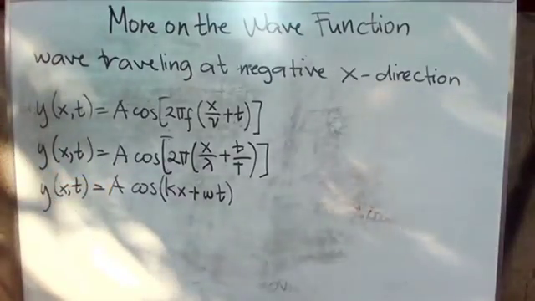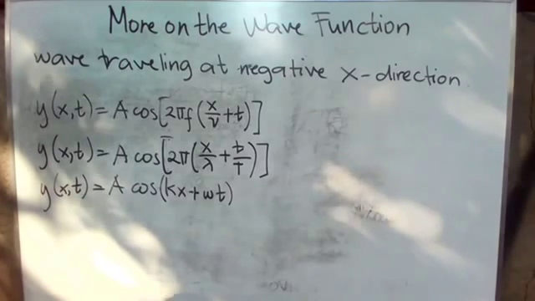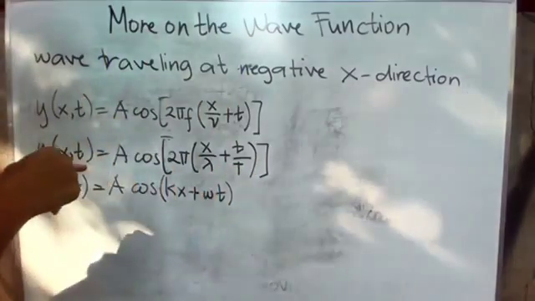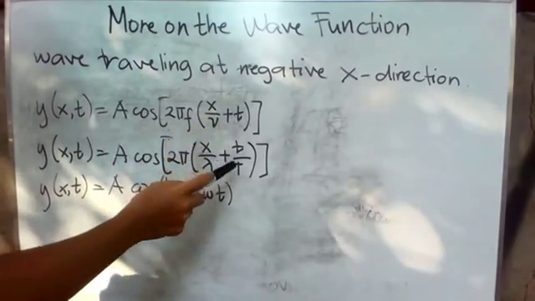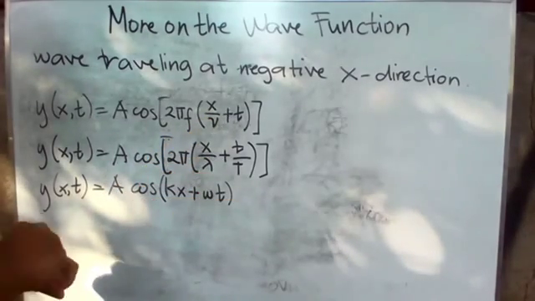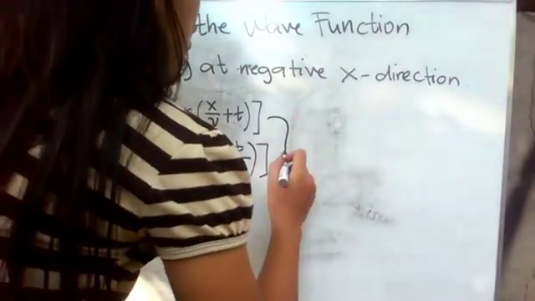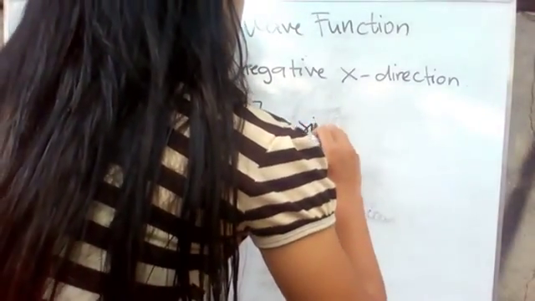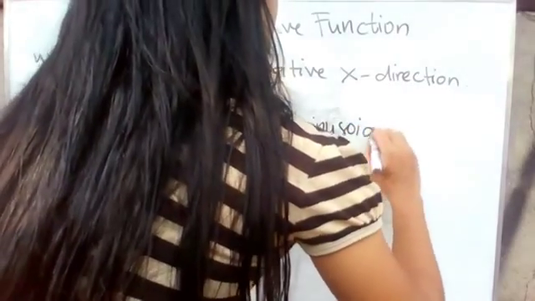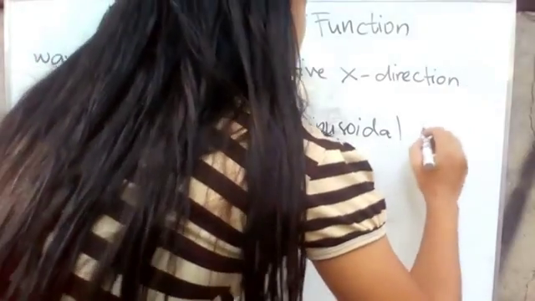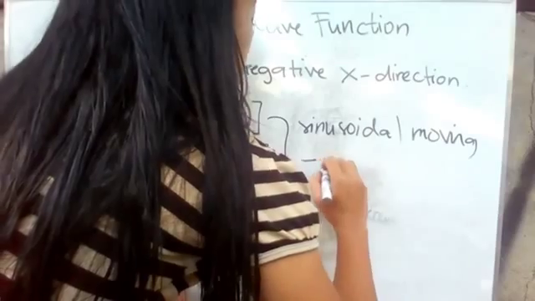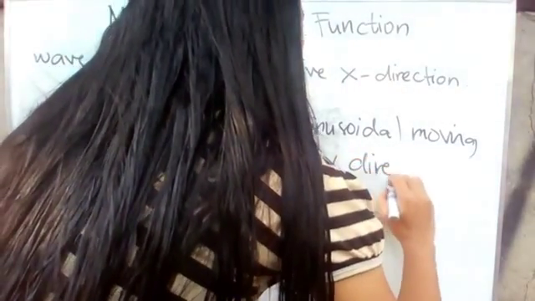So for a wave traveling in the negative x direction, we can have these equations. Again, we just change the sign from negative to positive. So this will be the equation of the sinusoidal wave moving in the negative x direction.